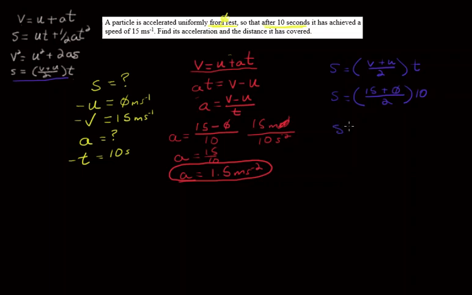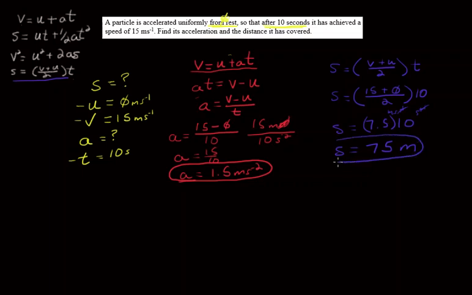So that is going to be S equals 7.5 times 10. S equals 75 meters. And does that make sense? We got 7.5 meters per second times seconds, so the seconds cancel out, one minus one is zero, and we end up with just meters, and so there is our answer.